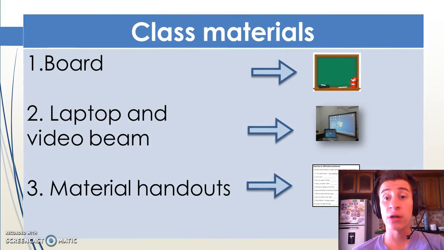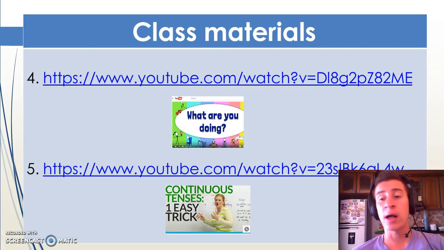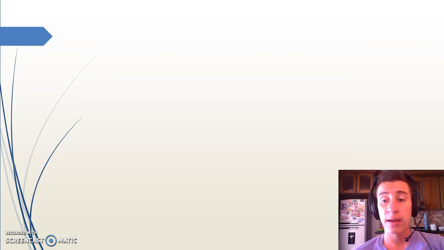Here we have the class materials. I'll be explaining to you throughout the different phases of the lesson plan how and when we will be using those materials. First of all, an initial list of them: the first one is a board, the second one a laptop and a video beam. We have material handouts. We are also going to be supporting our phases with some online tools and resources, as you can see here on the screen.